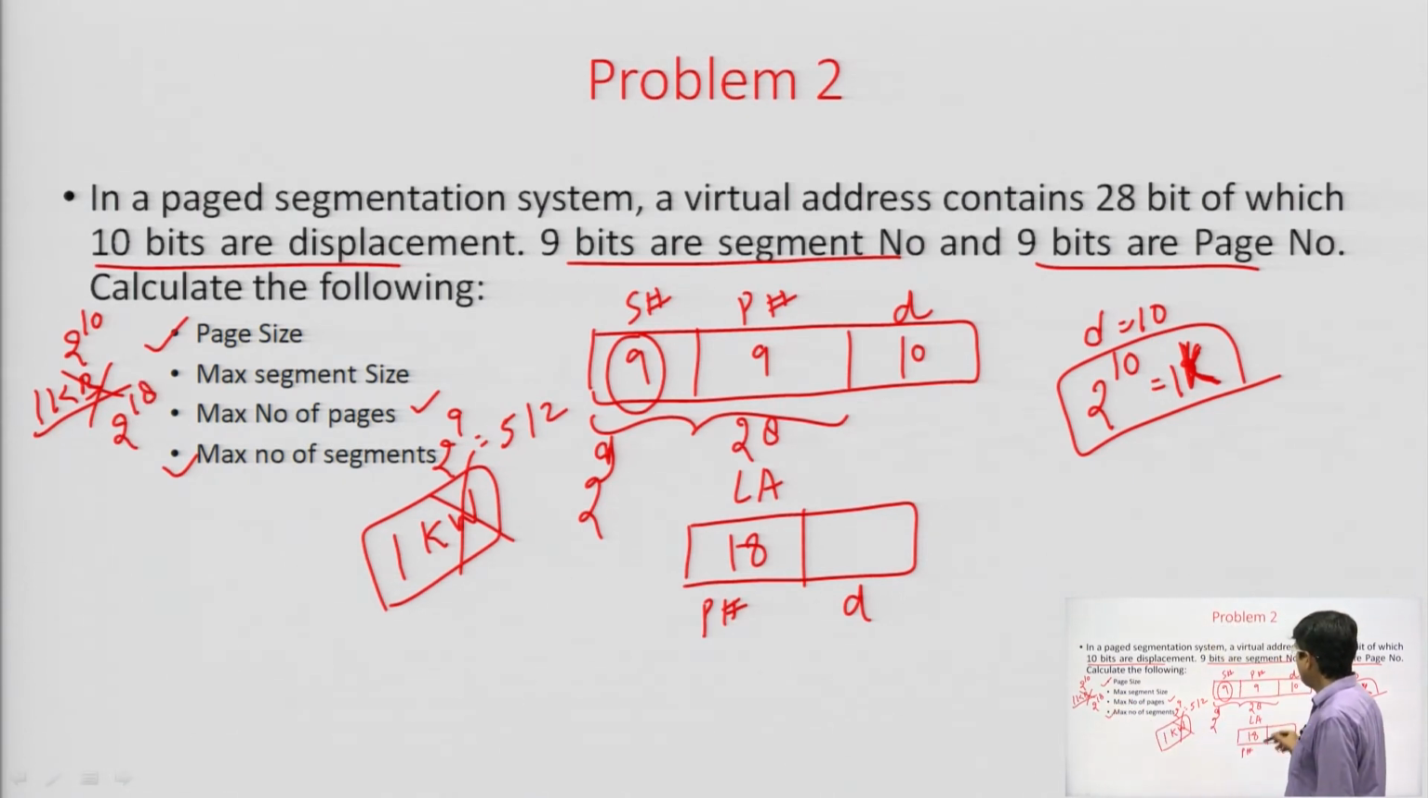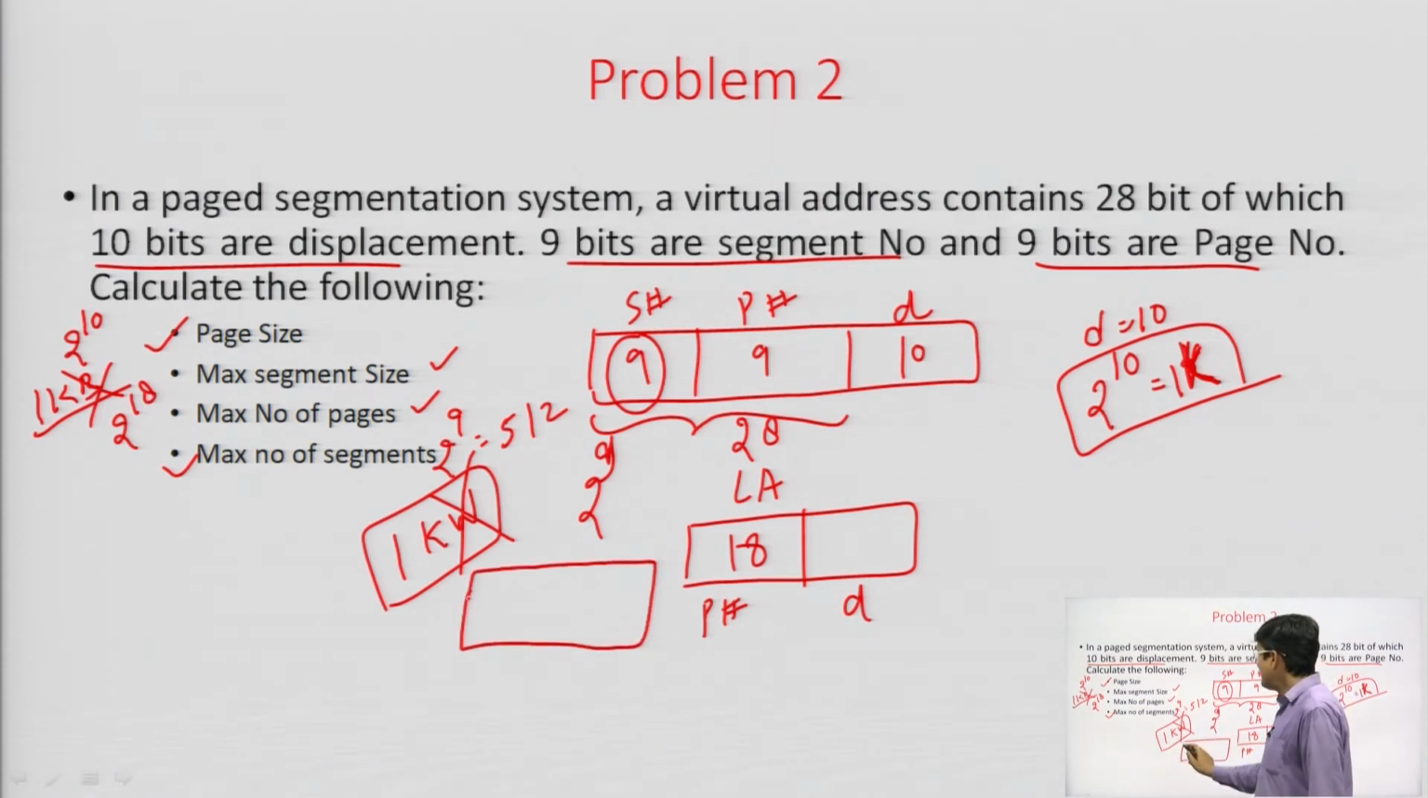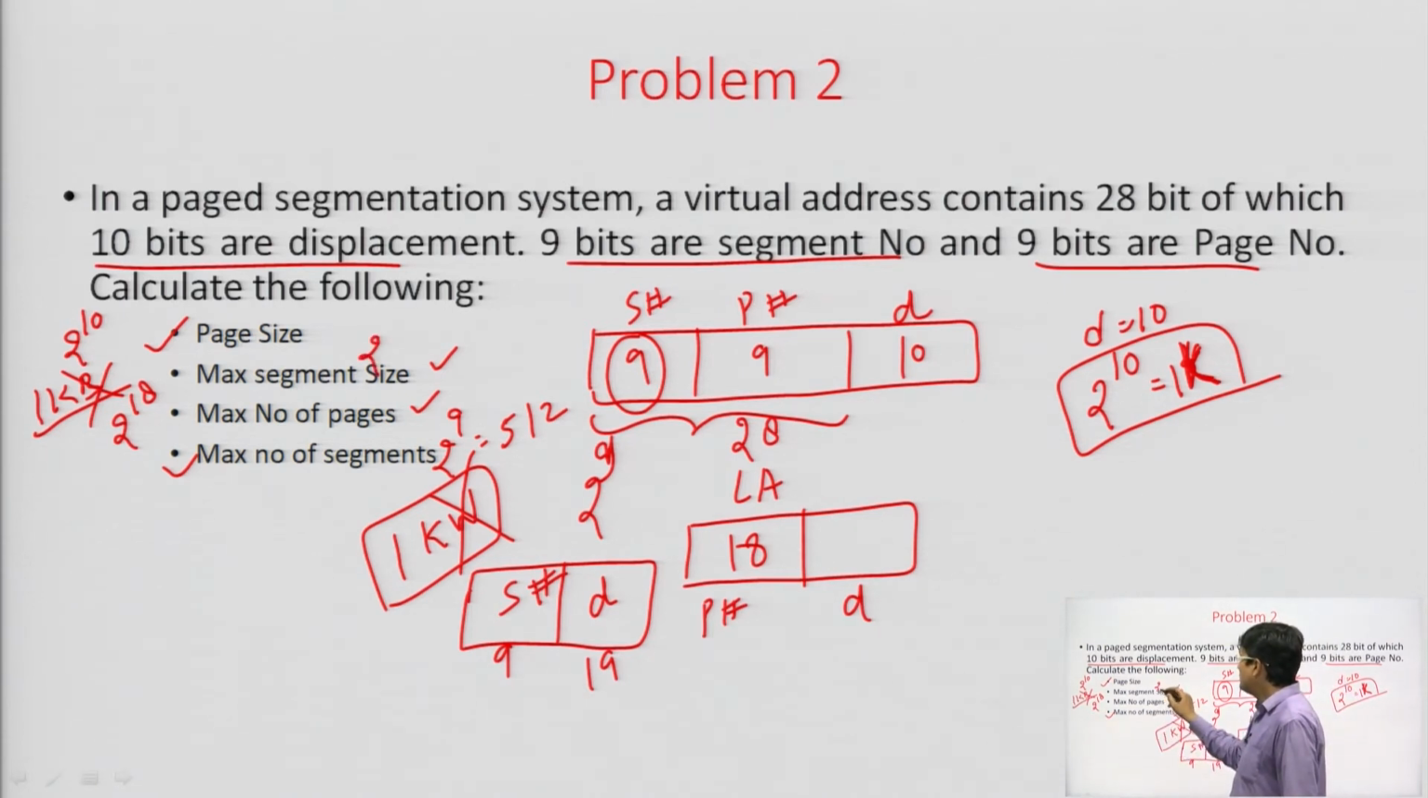Similarly, the maximum segment size. Once again you refer to the segmentation scheme. In that case, segment number and offset are the two parts. So apart from the segment number, which is given as 9, the rest of the bits will be considered as the offset. So 19. So the maximum segment size will be 2 raised to the power 19, which means 512K. Once again, I am not referring to byte or word. So 512K is the maximum segment size.